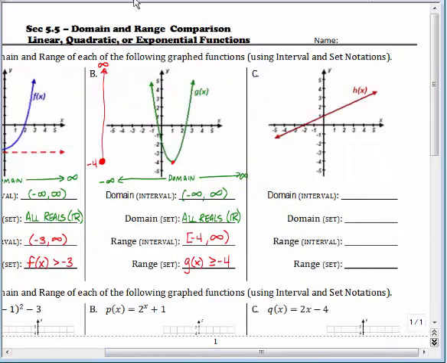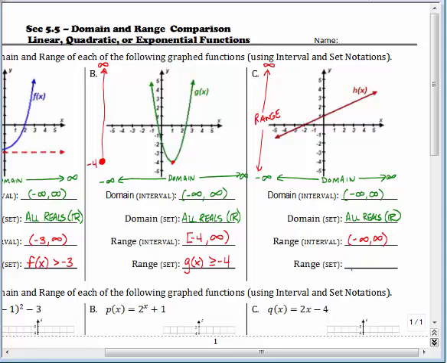All right, and this last one is a line, and it goes forever left and forever right. So again, domain is everything from negative infinity to positive infinity, from left to right, which is all reals. And the range, in this case, keeps going down forever and keeps going up forever. So this one is also negative infinity to positive infinity. And again, in set notation, you'd write that as all reals.